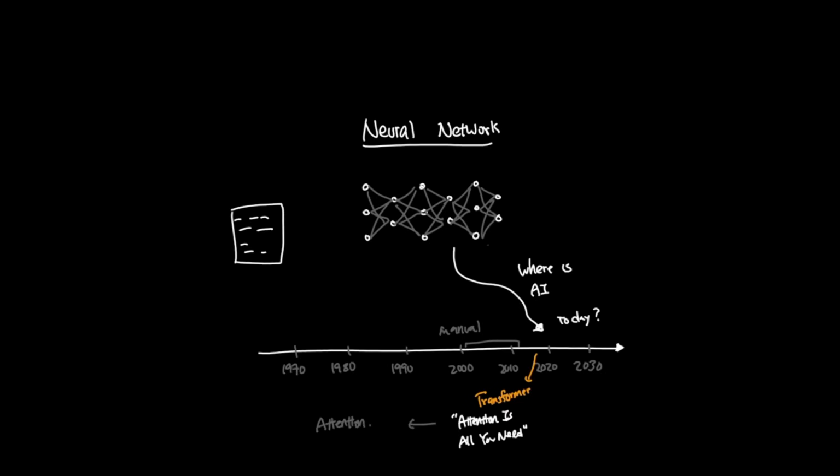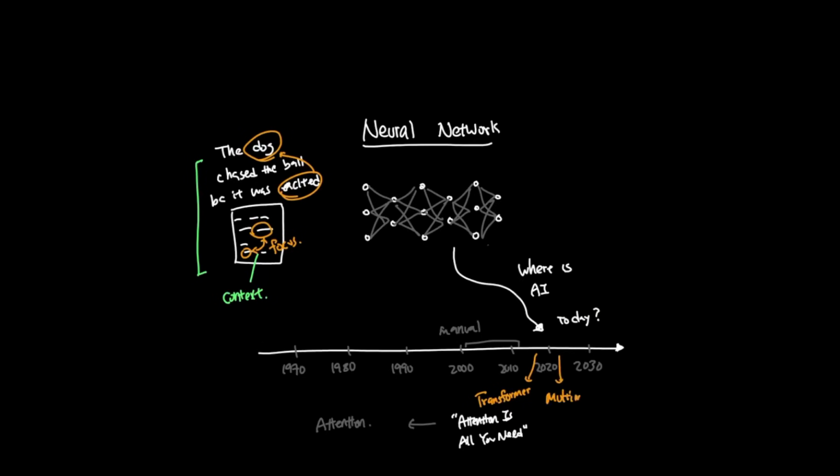The key idea is called attention. Attention helps a model decide which parts of the input matter most when making a prediction. For example, a sentence like "a dog chased the ball because it was excited." Attention helps the model connect "it" back to the dog. That is a simplified example, but the bigger idea is that attention helps the model handle context, and context is extremely important for language. Another major shift is multimodal AI.